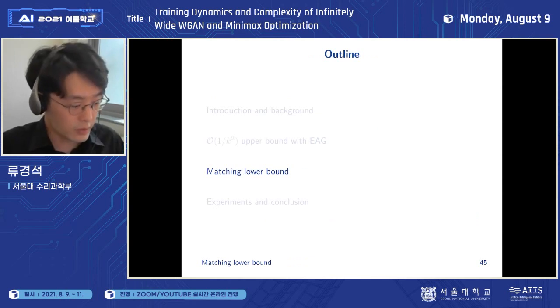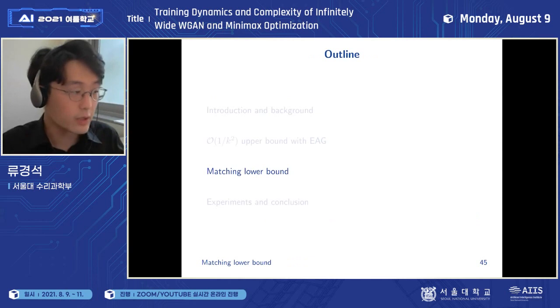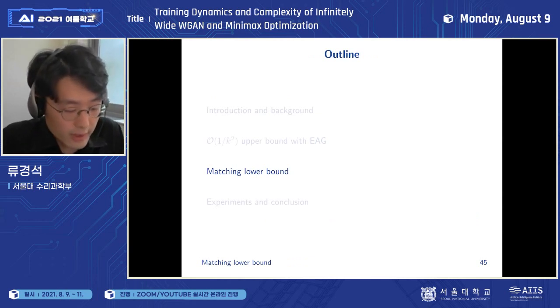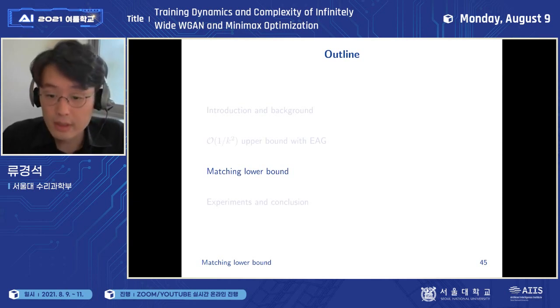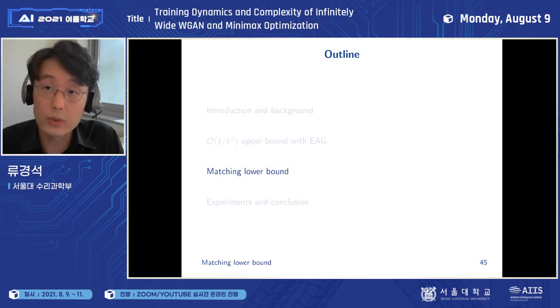Okay, now I presented to you the EAG algorithm, which achieves an accelerated 1/k² rate. Now let me present the matching complexity lower bound that establishes that it is in fact optimal, that it is not possible to do better than 1/k².